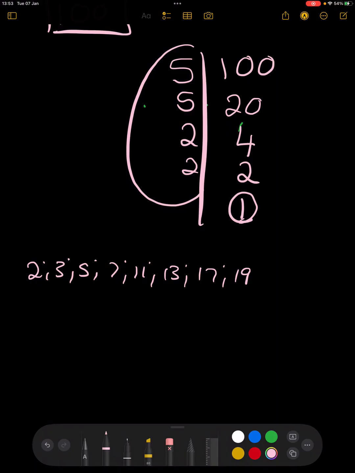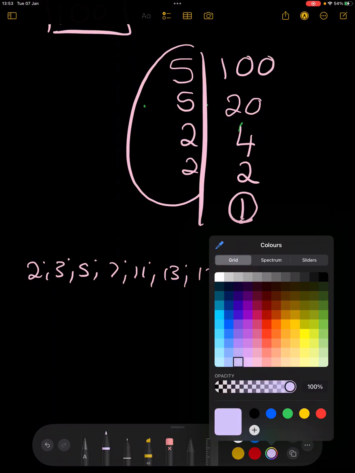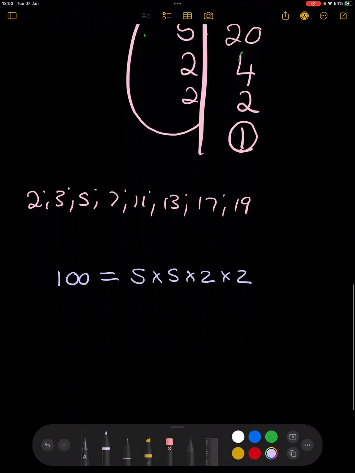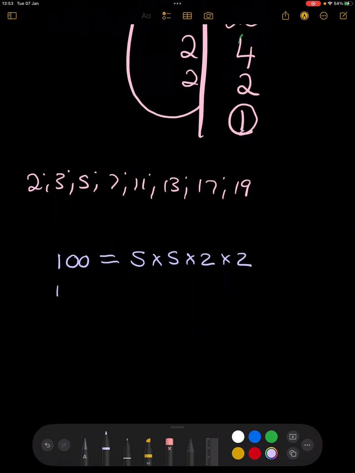So when they ask us to write it as a product of prime factors, we are going to write it like this. We are going to say 100 is equal to 5 times 5 times 2 times 2. The other way that we can write it is to say 100 is equal to 5 squared, because there are 2 of them, times 2 squared. And that is how we write it as a product of prime factors.